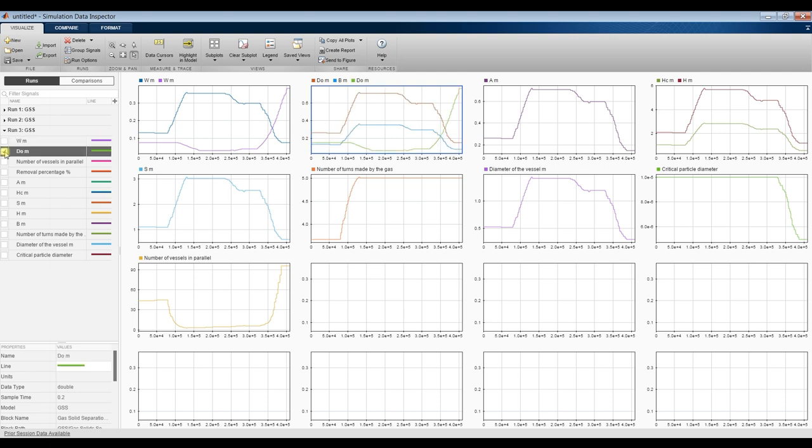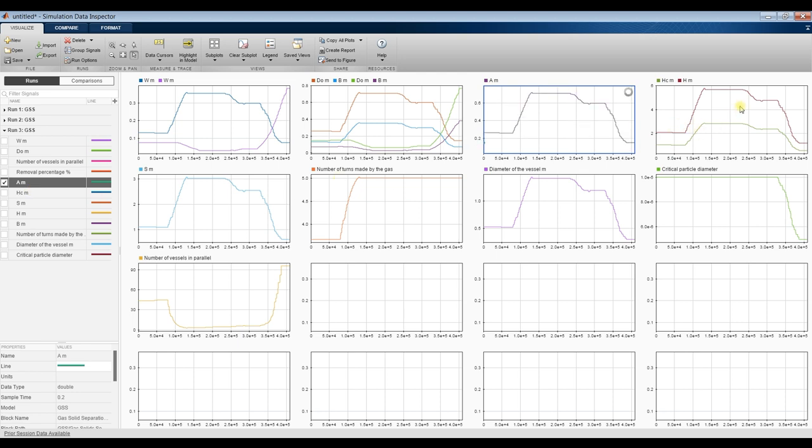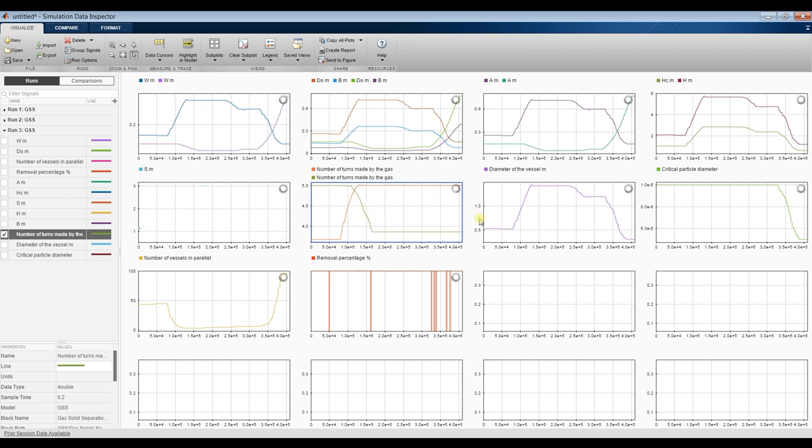okay, and we have bottom diameter also. Okay, this is removal percentages. Let's check. Yes, fluctuating. Okay, and we have here number of turns. It's inverted, and we have here diameter of the vessel. Anyway, our results are inverted, so there is a huge change in our results based on your selections.